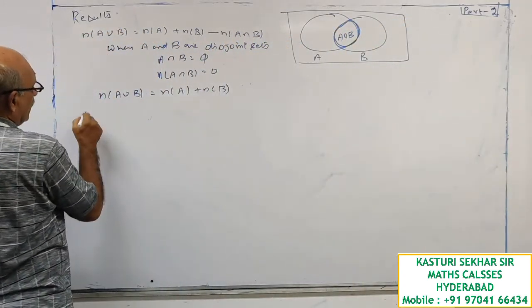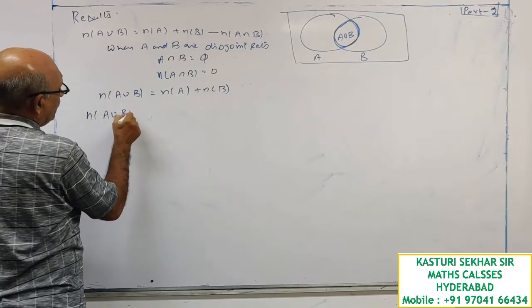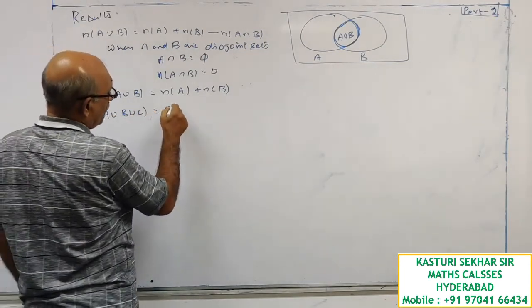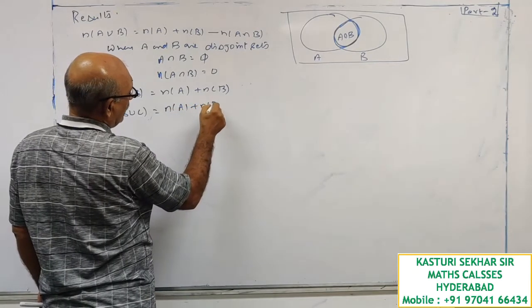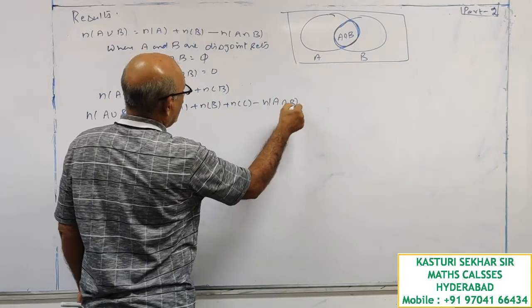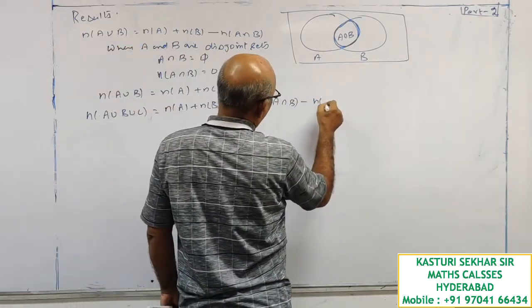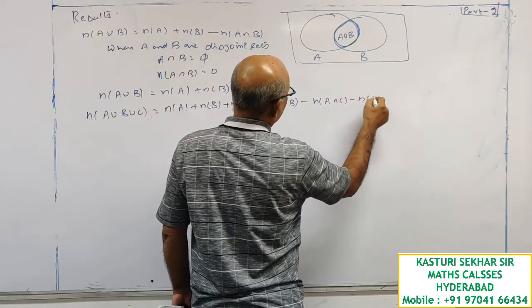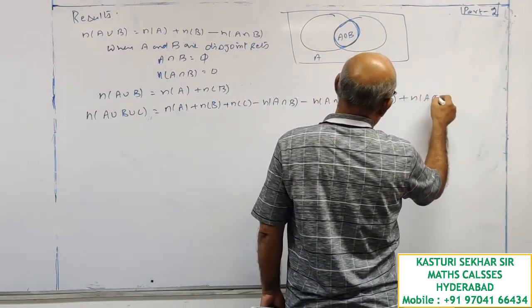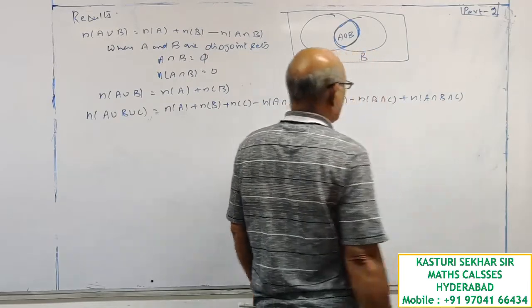You can also go for A union B union C, 3 sets: n of A plus n of B plus n of C minus n of A intersection B, n of A intersection C, plus n of A intersection B intersection C.